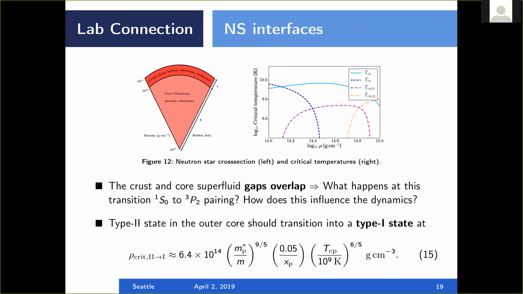So another thing, and Neil sort of alluded to that as well yesterday, that's really important for the neutron star is that we have these very distinct interfaces. These are the gaps again. If I draw these gaps, and I assume that I have this as the crust-core interface, then there's some overlap between the 1S0 gap and the 3P2 gap. It's never really been looked at what happens at that interface, because we do think that the gaps overlap at some point. So how do I go from here to here? And what do the vortices do there? So that's one thing.